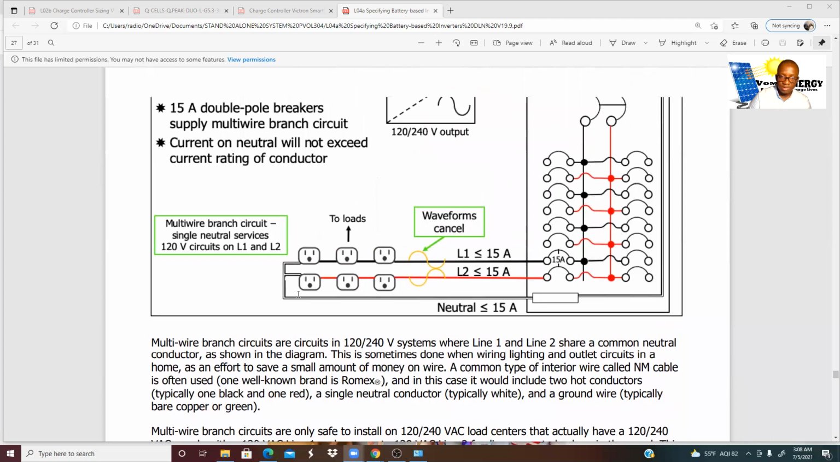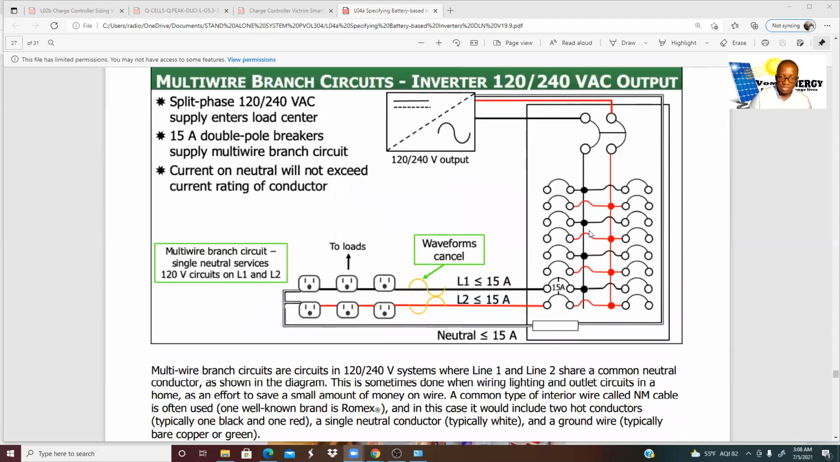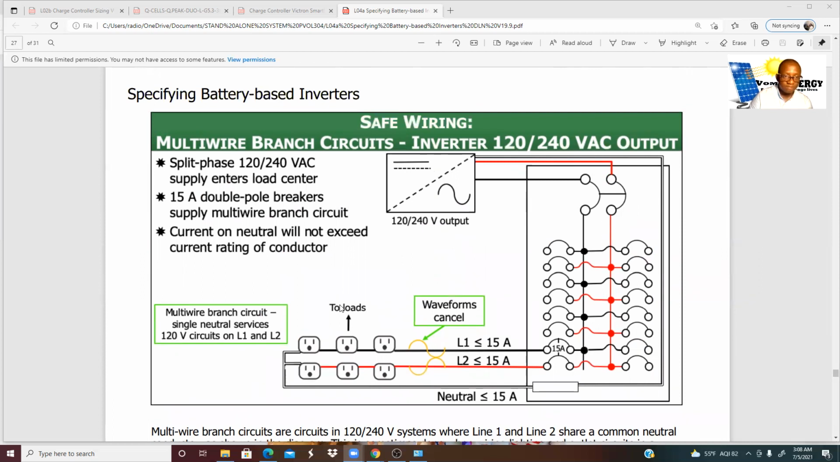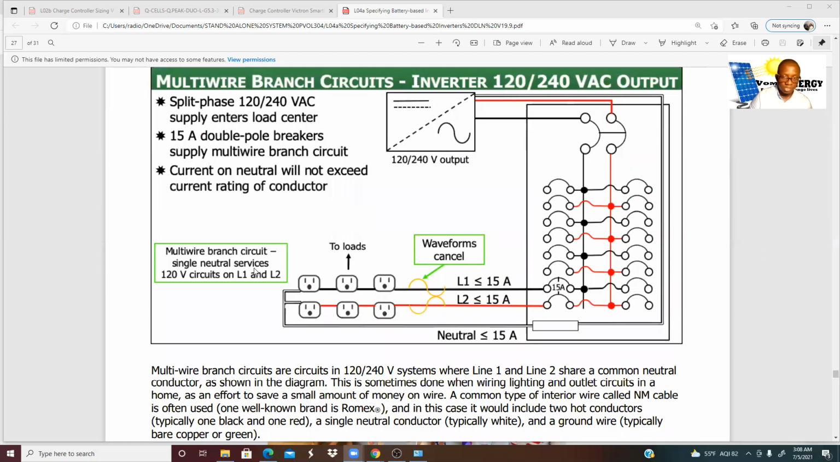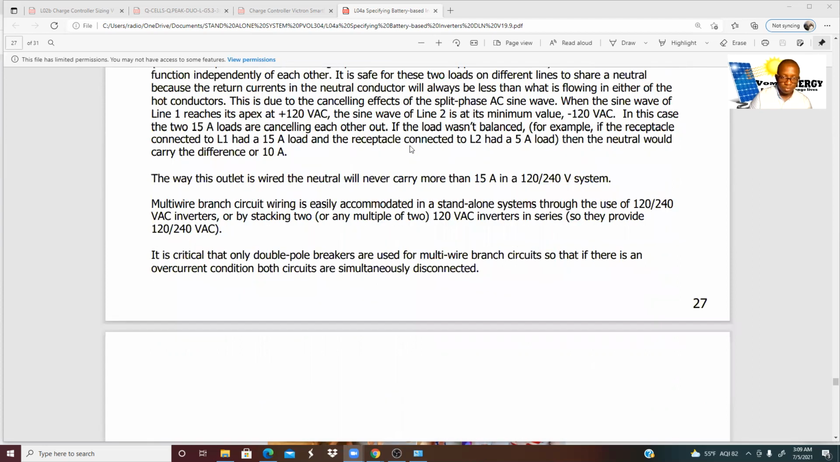As you can see in the diagram right here, very self-explanatory. You have your AC box. This is the AC box. We have a 120 volt output here. We have our wire going right into your sockets in your wall. This is a split phase 120/240 volt multi-wire branch circuit. Very explanatory when you read this.